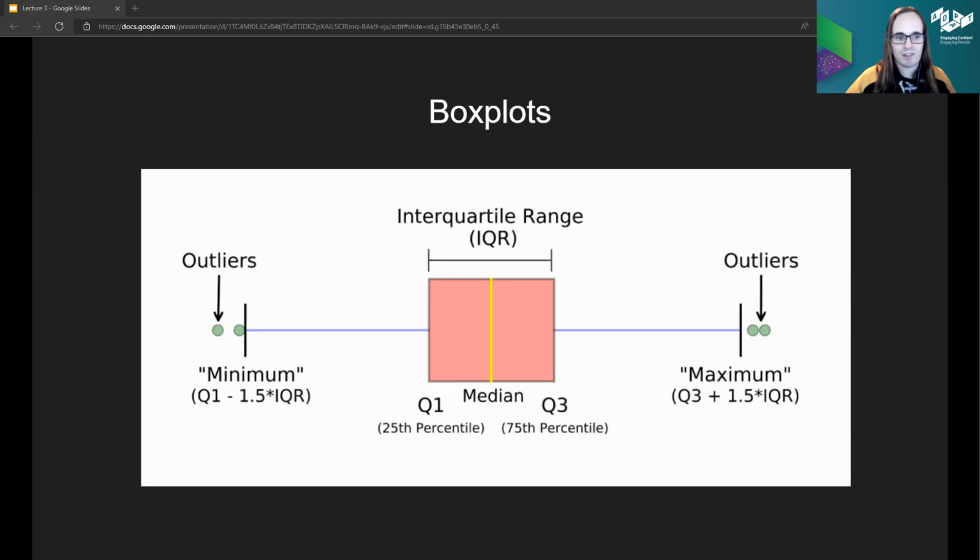Skewed is where the data is shifted left or right. So I'm going to show you what a normally distributed box plot looks like. Then I'll show you a skewed box plot and histogram.